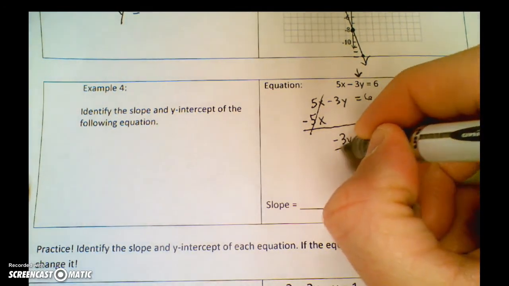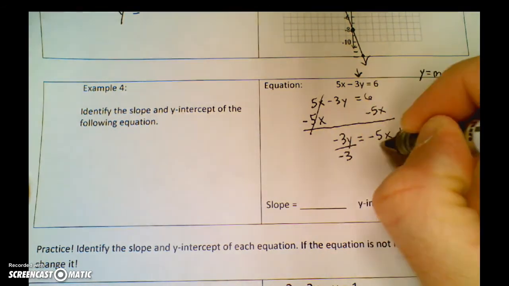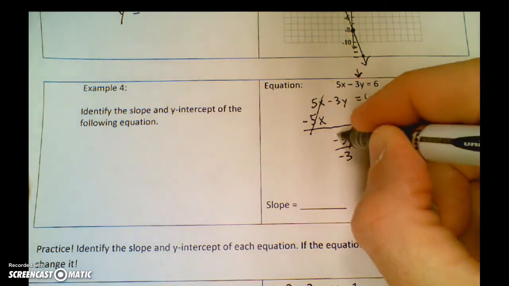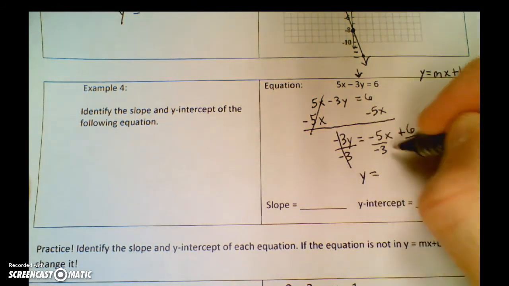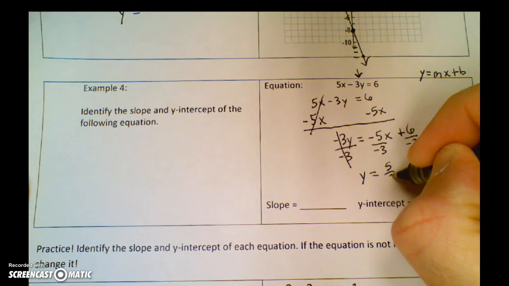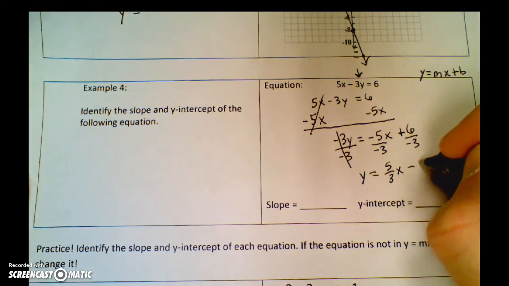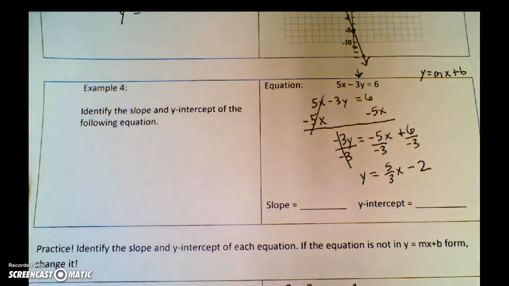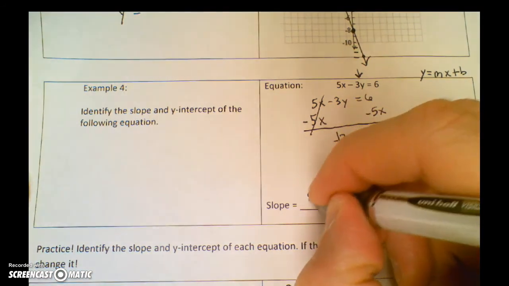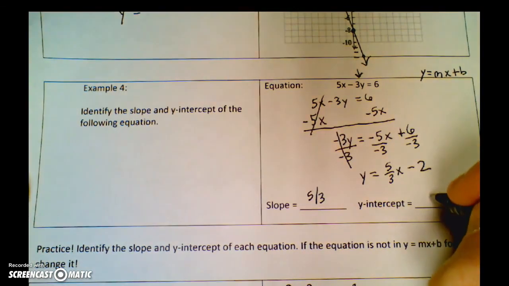To get the y by itself, I have to divide everything by -3. So I get y equals a negative becomes a positive, 5/3 x. 6 divided by -3 is -2. So this equation in slope-intercept form turns into that. So right away I can tell my slope is 5/3 and my y-intercept is -2.